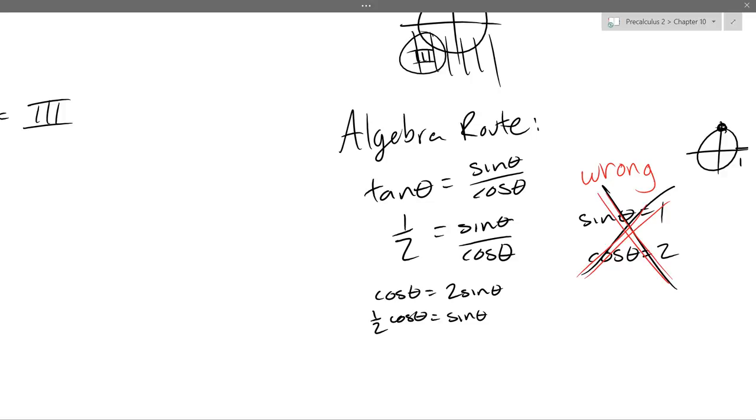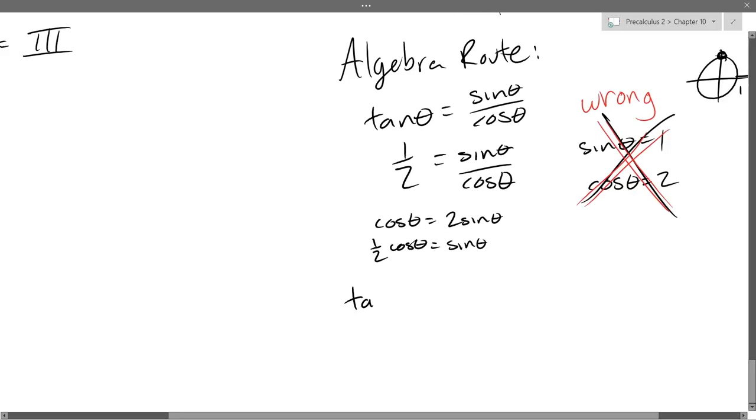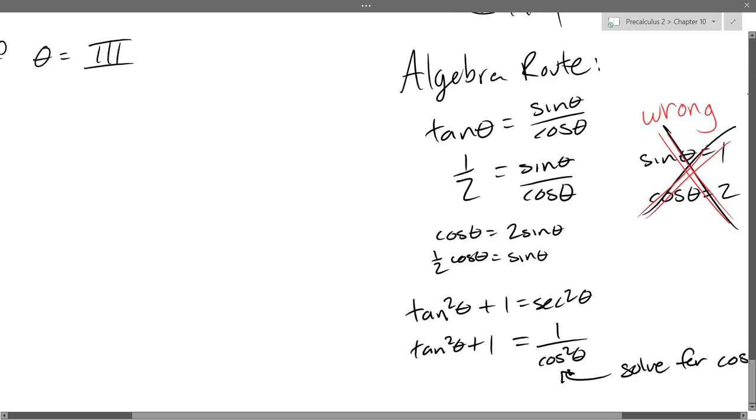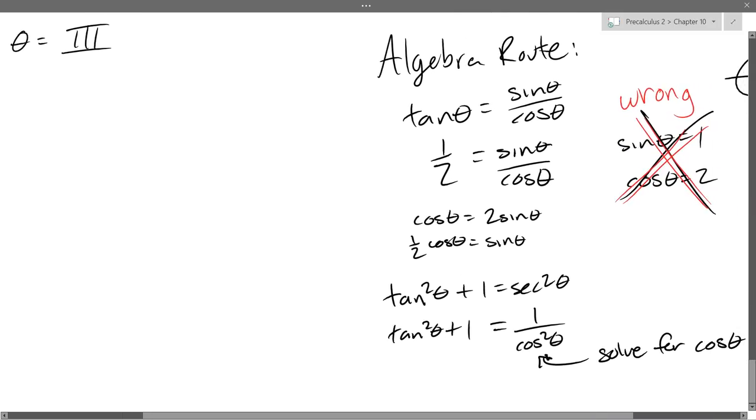Oh boy, how do we relate tangent then, algebraically? Tangent squared theta plus 1 equals secant squared theta. Secant squared is 1 over cos squared theta. And you would put your value in for tangent squared, and then you would solve for cos theta. You've got to do a couple algebra steps here, not terribly tough. I'm not going to go that route right now. The tricky part about it is knowing to use this formula.